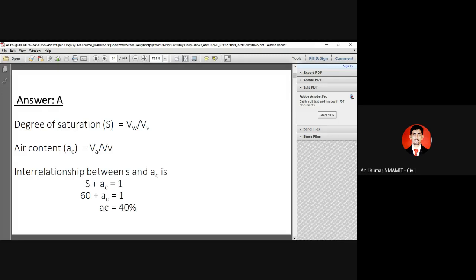Saturation is given as 60%. We have one more equation with respect to air content and degree of saturation. So 60 plus AC is equal to 1, that is in terms of percentage, 1 means 100 minus 60. I get the answer of AC as 40%.